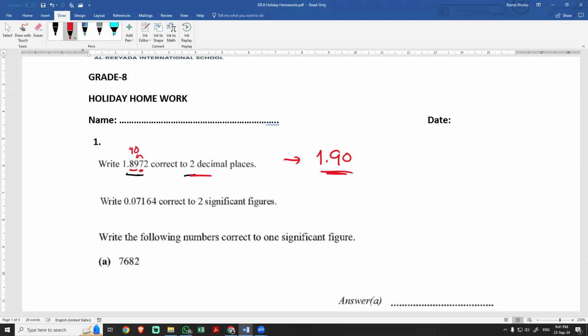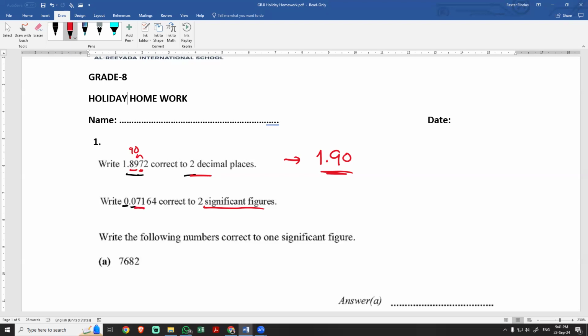For the next one, it says write 0.07164 corrected to two decimal places or two significant figures. As a rule of thumb, significant figures only start counting from a non-zero number. So this zero and another zero are not countable as part of the significant figures, as it starts with zero. You will start counting only from 7 and 1. So it's going to be 7 and 1. This is your two significant figures.